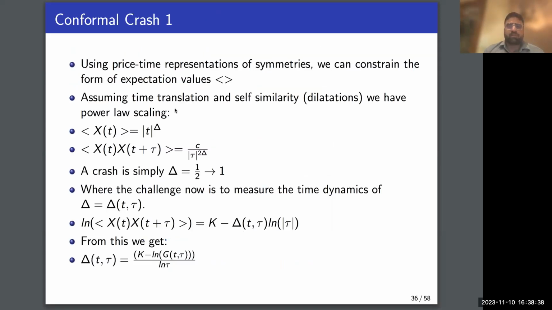But now we have this whole group theoretic machinery to constrain observables, and basically using the price time representations of these symmetries, we can constrain the form of these expectation values. So all we need are time translations and the self-similarity transform, which is the dilatations, and assuming that the 1 and 2 point expectation values satisfy a power law scale, where you have this scaling exponent, which is delta, where delta equals half before the crash and 1 after the crash. It's basically identified as 1 over z, or as a kind of Hurst exponent.